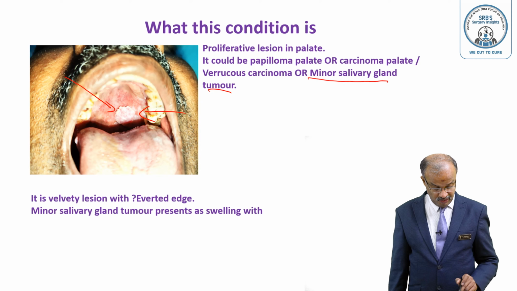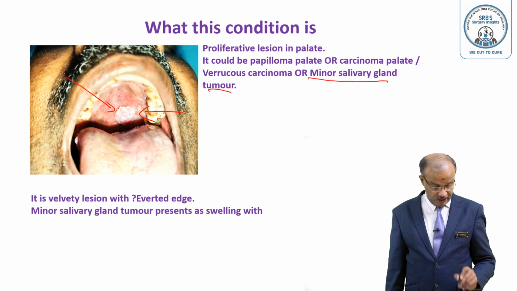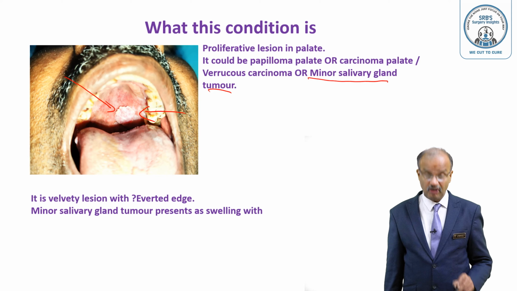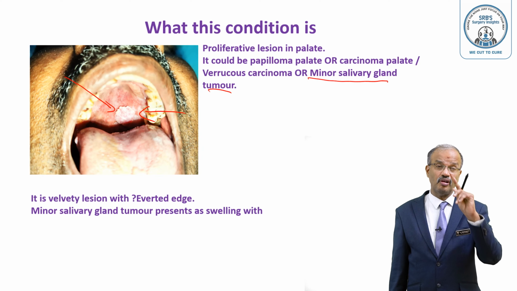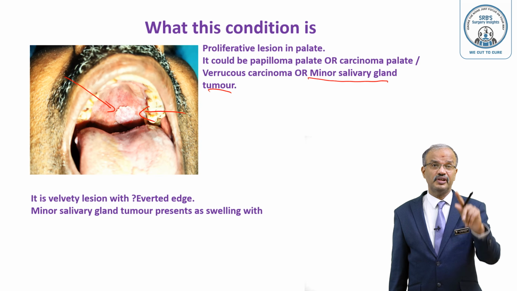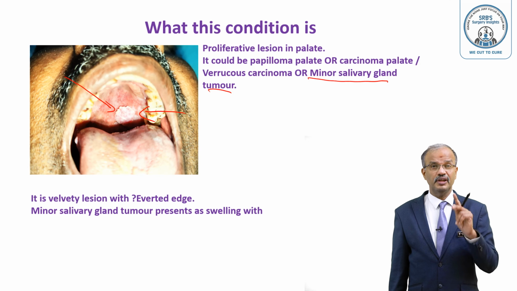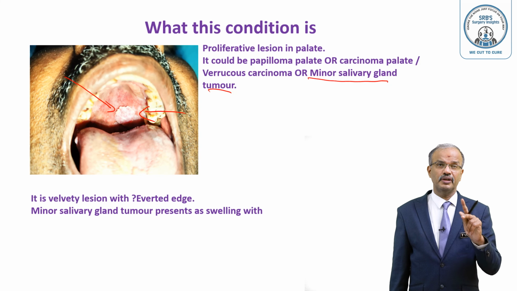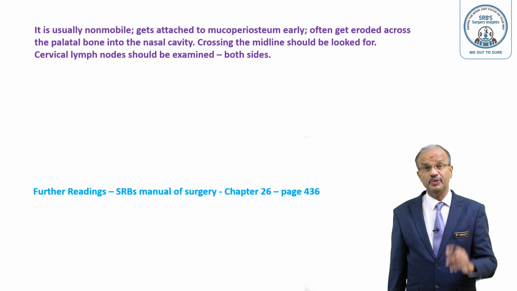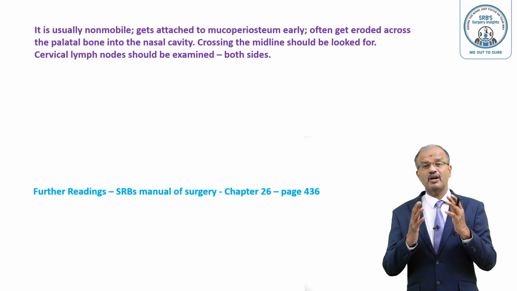So all those things I have told: velvety look, everted edge, minor salivary gland tumor with often ulceration over the summit. Already told, it's a very typical look. A solid sessile mass with ulceration over the summit is typical, rather diagnostic clinically at least, of minor salivary gland tumor. So usually it is non-mobile. The palate is a very hard structure.